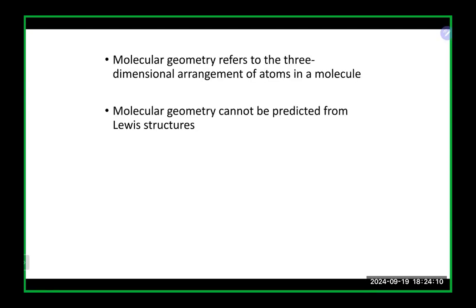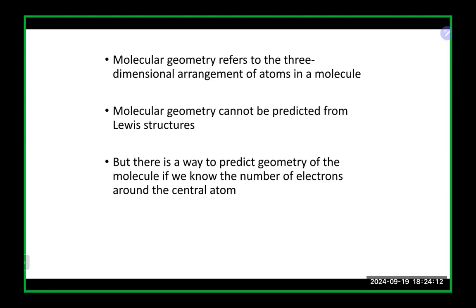So let's start with geometry. When we talk about molecular geometry, it refers to the three-dimensional arrangement of the atoms in the molecules. The molecular geometry cannot be predicted by the Lewis structure alone, but if you know how many electron pairs there are around the central atom and how many bonds there are, which you'd be able to determine from a good Lewis structure, you will be able to predict the molecular geometry.